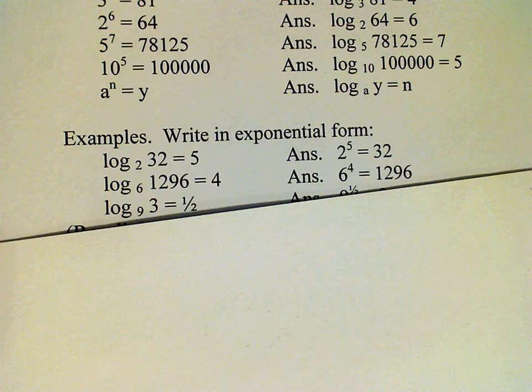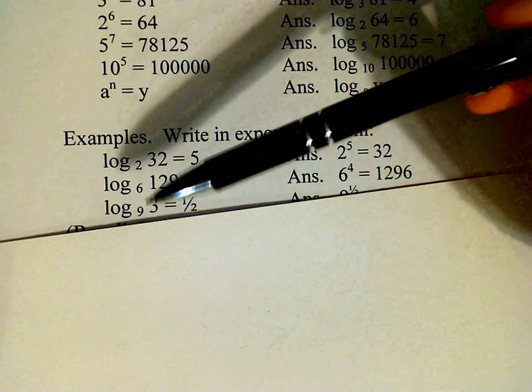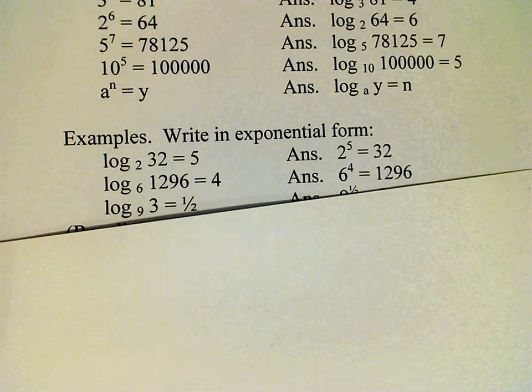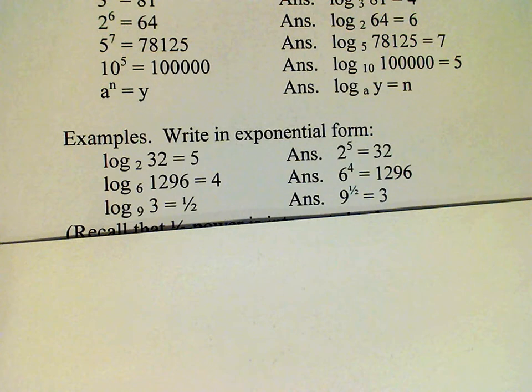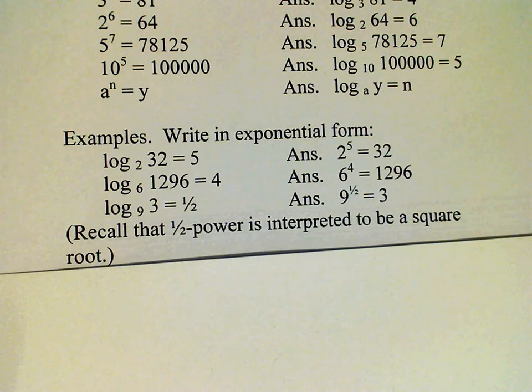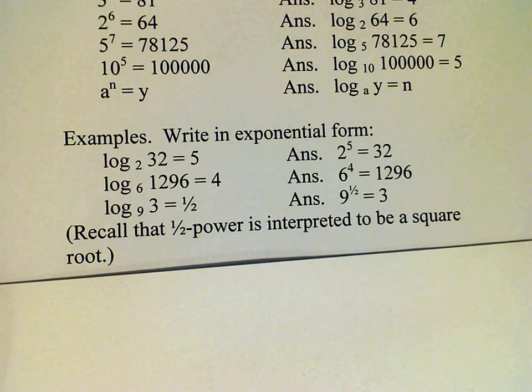Log to the base 9 of 3 equals 1/2. Okay, so following along, we know that the base is 9, the exponent is 1/2. We have 9 to the 1/2 power is equal to 3. And you'll remember that the half power has the same interpretation as the radical sign.